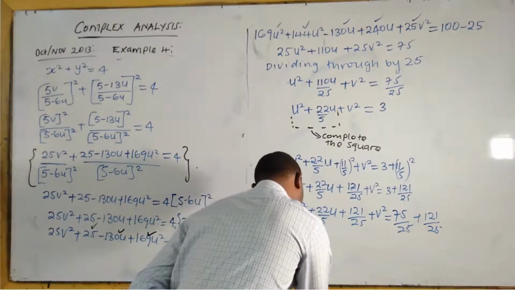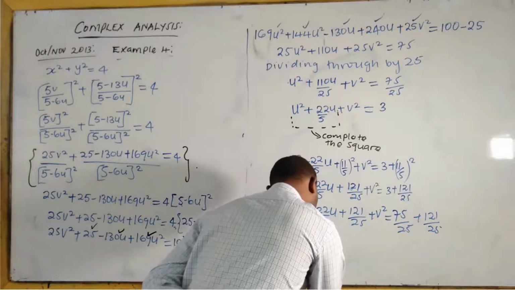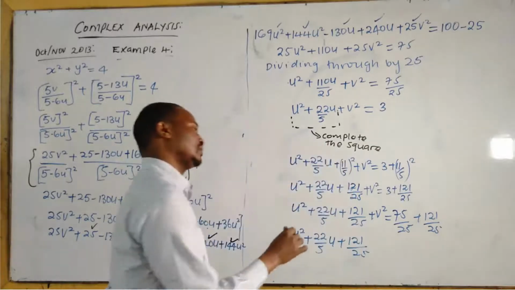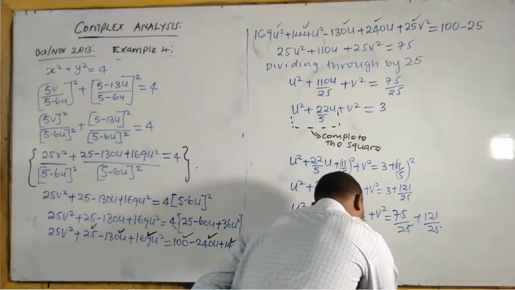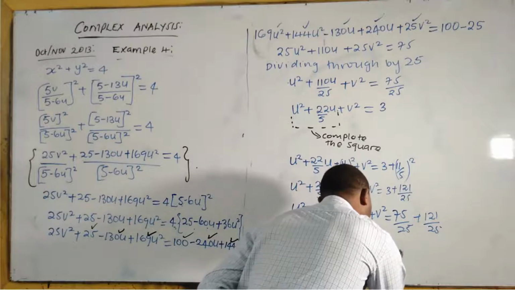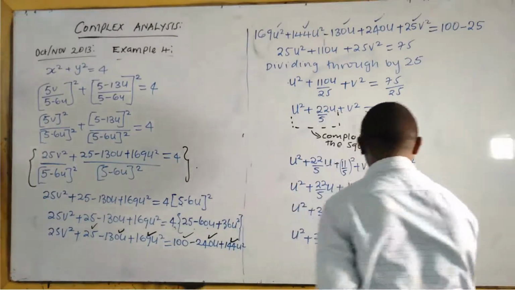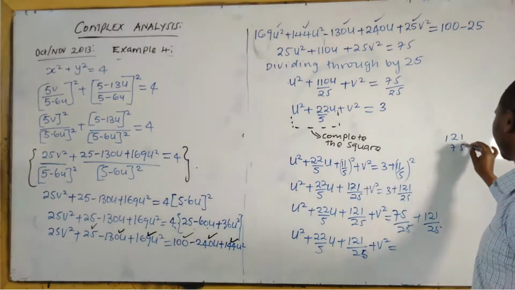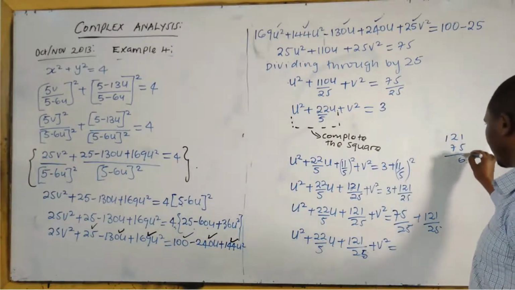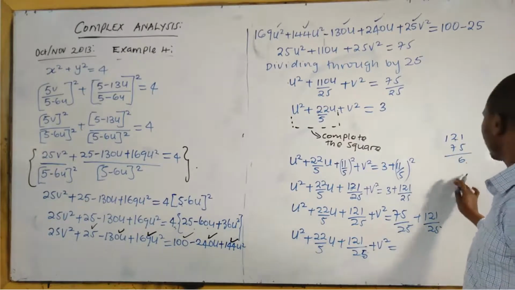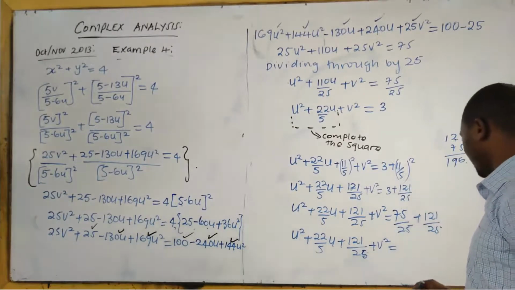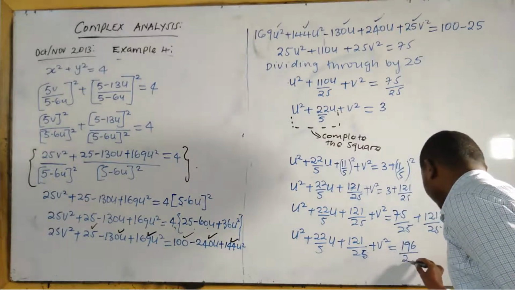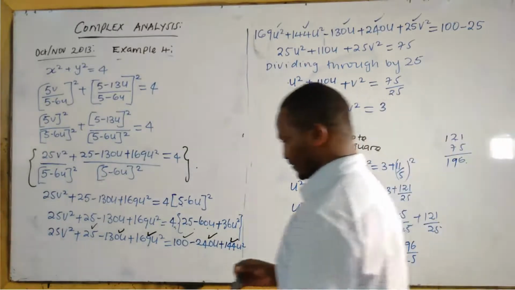U squared plus 22 over 5u plus 121 over 25 plus v squared is equal to 121 plus 75. It is 6, 2, 9, 196. This is 196 over 25.